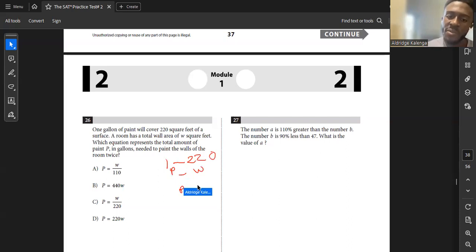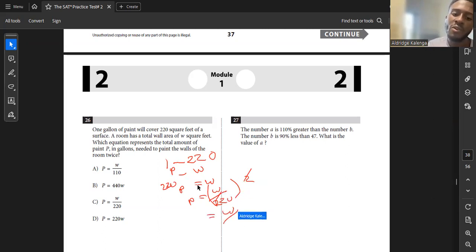So I'm just going to cross multiply and say 220 P is equal to W. So P is equal to W over 220, right? But we want one that's going to paint the walls of the room twice. So 2 into this is 110. So P is W over 110. So our answer is A.